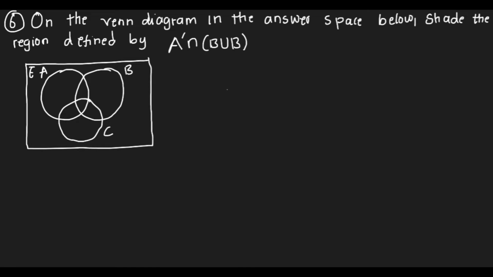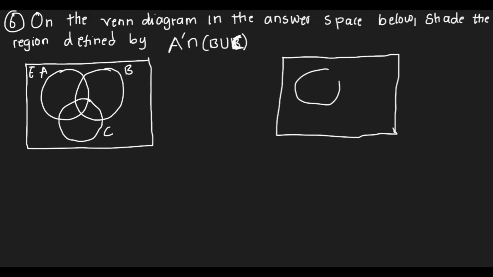Okay, so now we move on to question 6. On the Venn diagram, in the answer space below, shade the region defined by A complement intersection B union C. So this should be C. Now for you to have a clear picture, what you can do, you can draw another Venn diagram. Then from this Venn diagram, try to put numbers from the 3 sets. So we'll have 1, 2, 3, 4, 5, 6, 7.